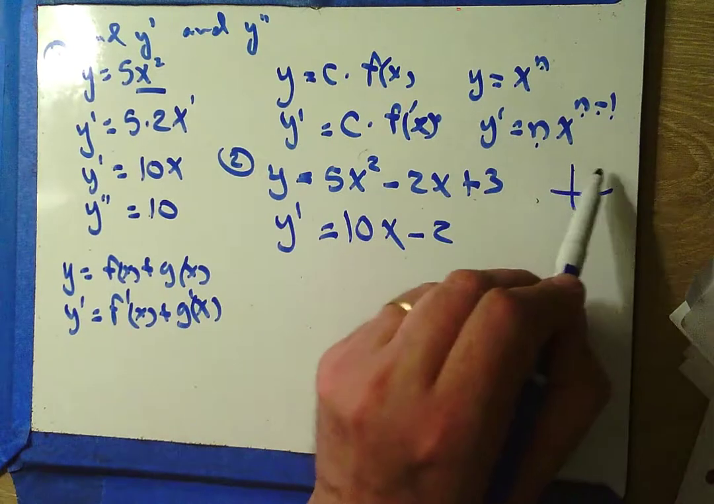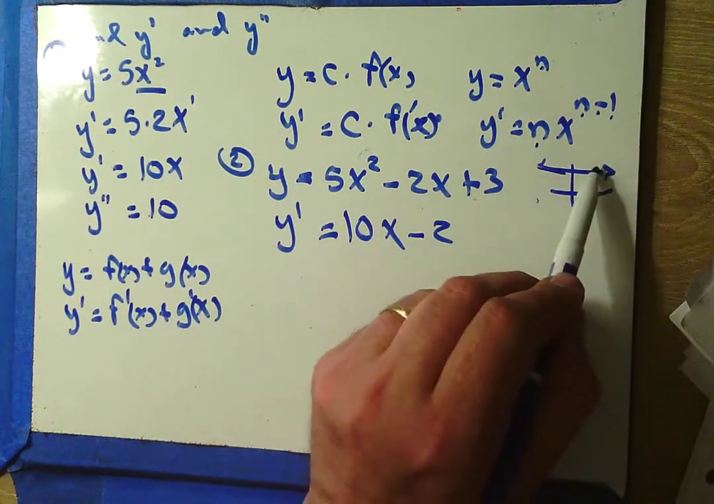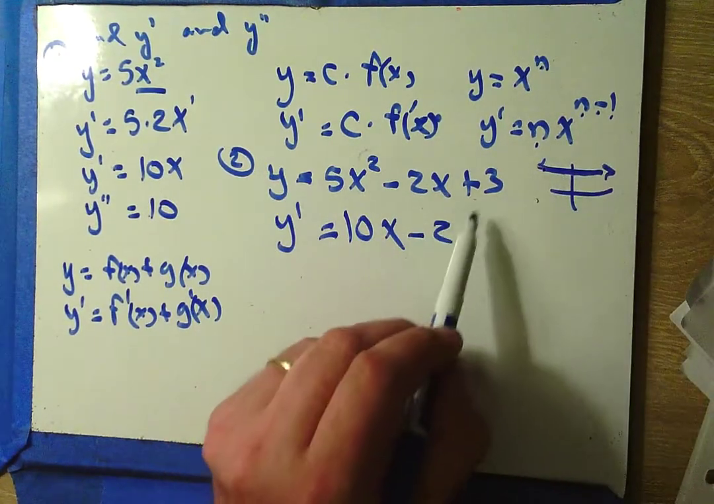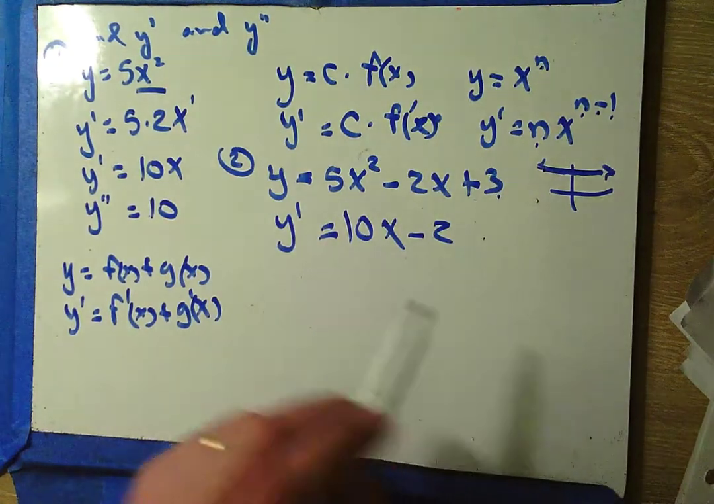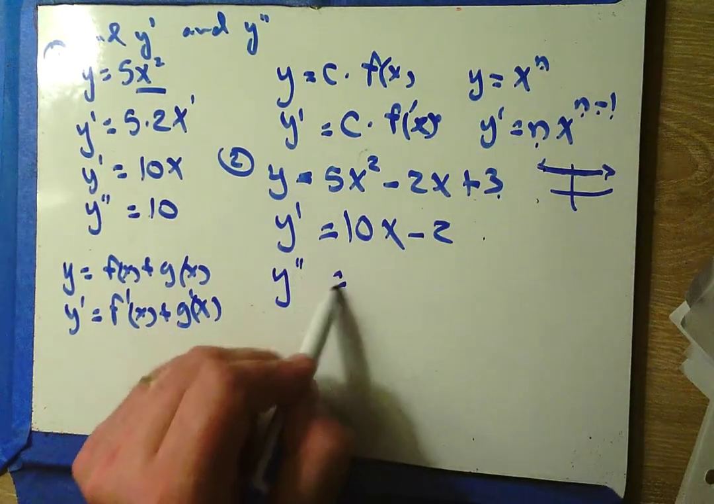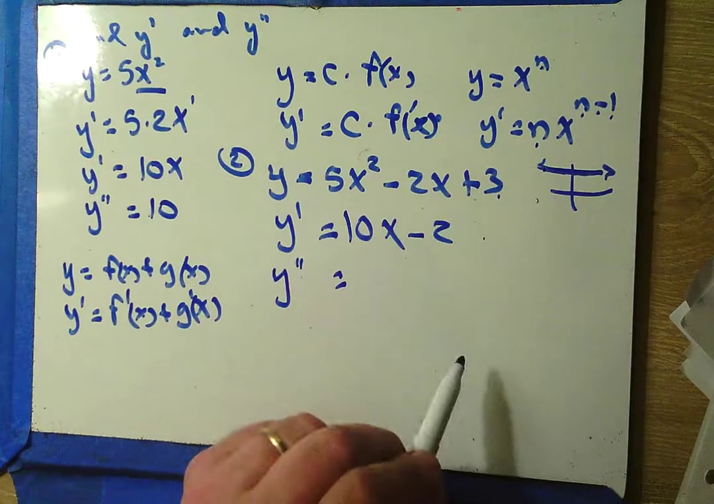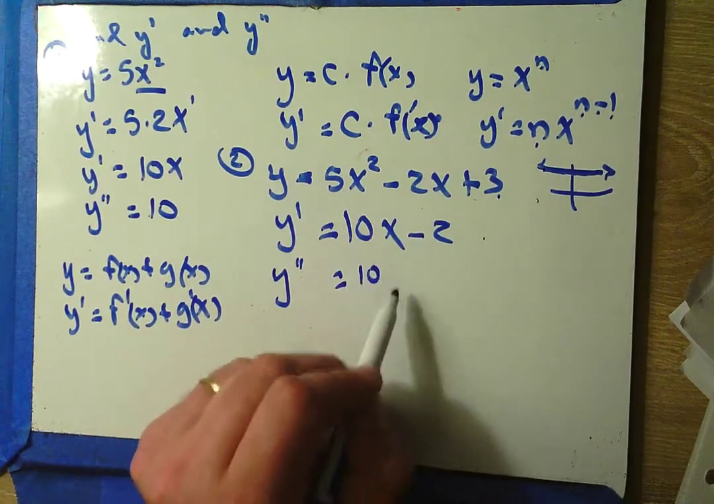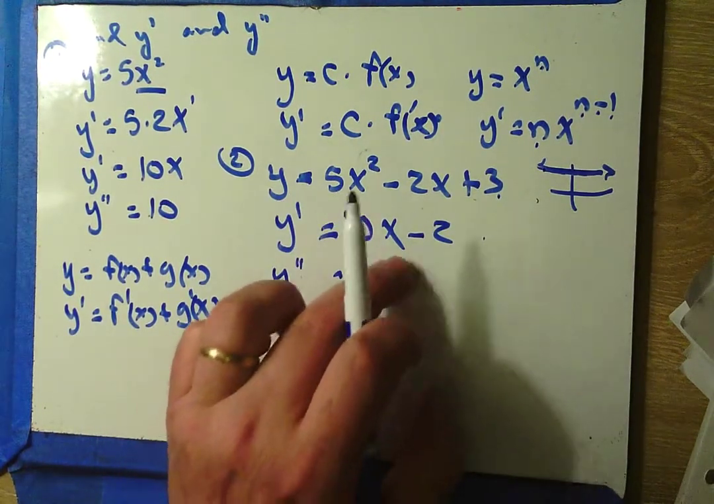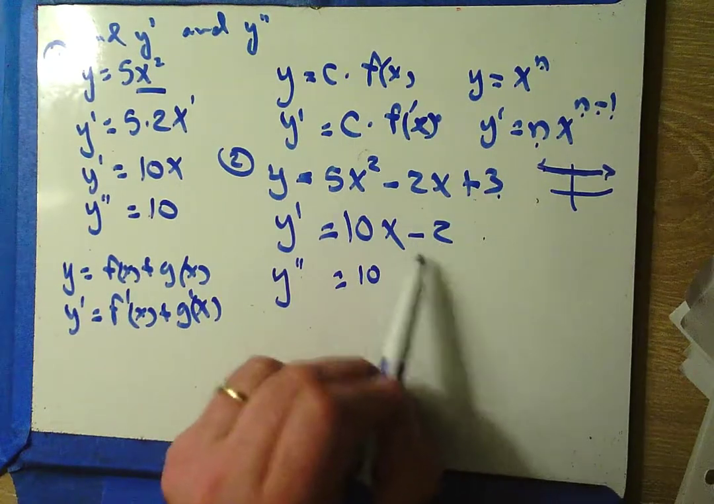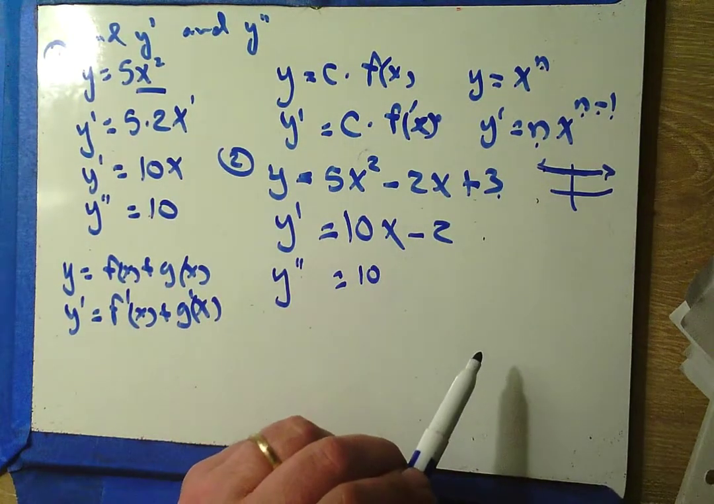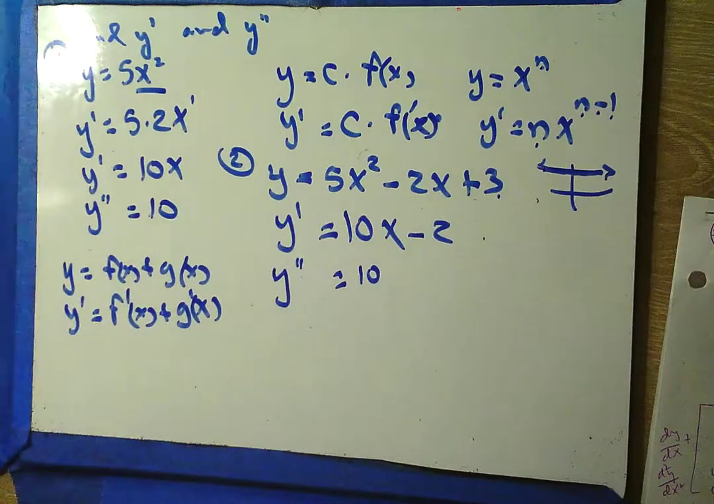Think about this graphically. Here's y equals 3. The slope everywhere is 0, so the derivative of 3 is 0. Y double prime, that just means take the derivative of this. The derivative of 10x is 10, and the derivative of this constant is 0. Okay, how about this one?